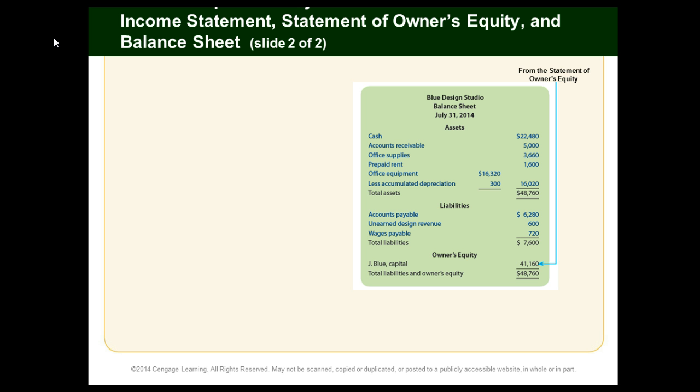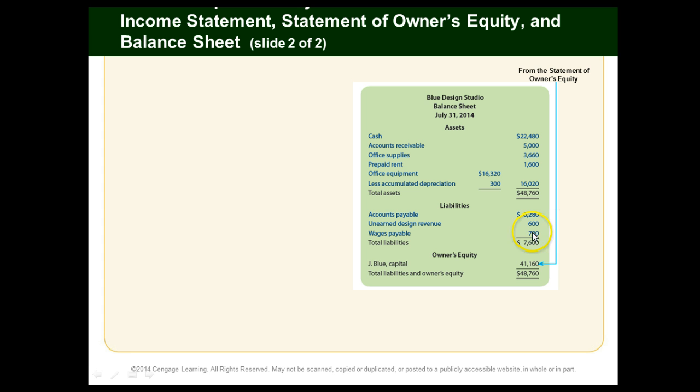We always take all of our assets, put those first. Then our liabilities go next. The owner's equity section of the balance sheet comes from the statement of owner's equity. And again, remember how our assets of $48,760 will always equal the combination of our liabilities plus our owner's equity.